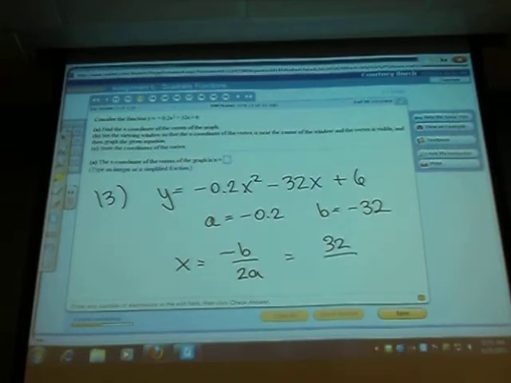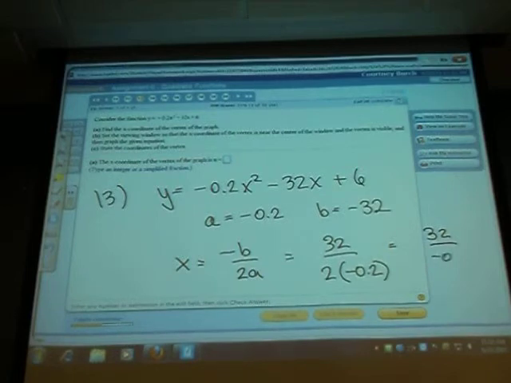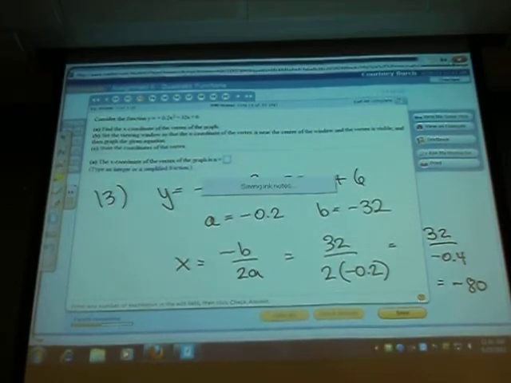That's where a lot of you guys mess up. Over 2 times negative 0.2. Okay? So then I multiply 2 times negative 0.2, I get negative 0.4. Then I just need to divide that. And I get for my x negative 80.